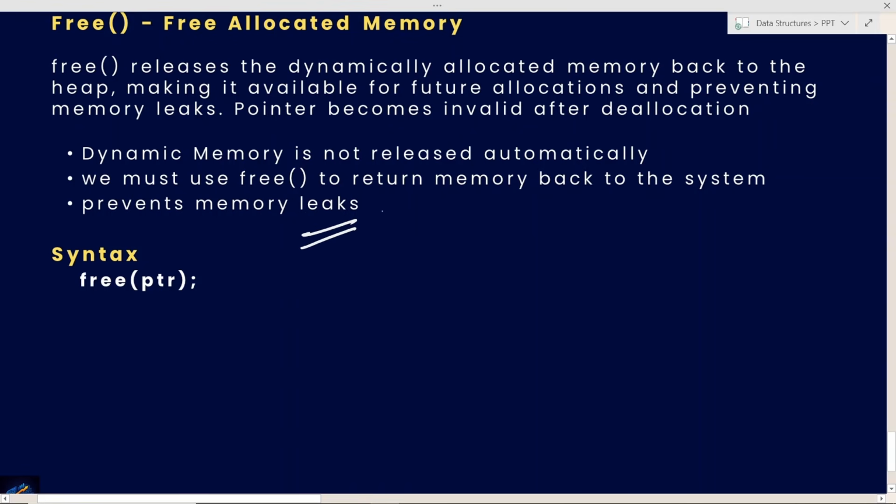So if we allocate memory using dynamic memory allocation, that memory doesn't get freed automatically like static memory allocation. Here we need to free the memory and return it back to the system using the free function. That's why we use our function free. In this function we pass the pointer name we used to allocate the memory.